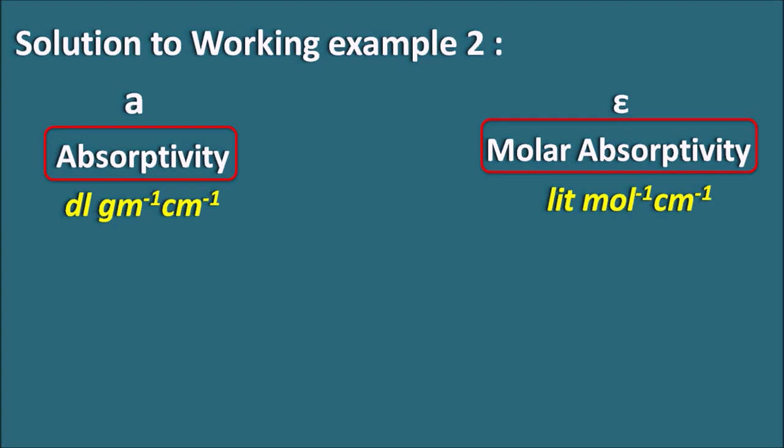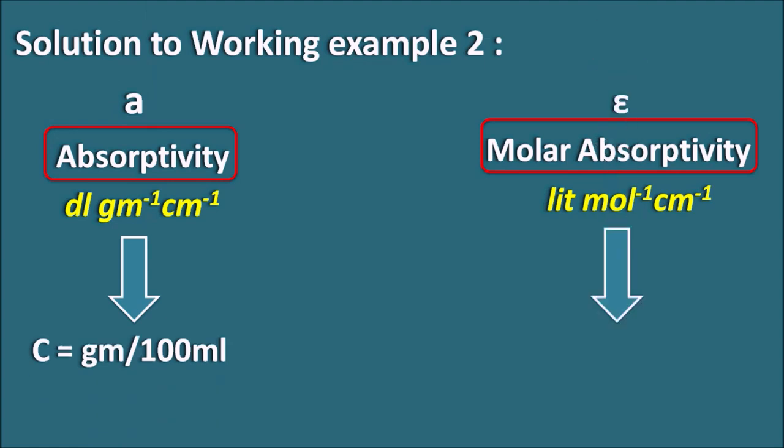So here the absorptivity having the units deciliter gram inverse centimeter inverse indicates that the concentration is measured in grams per 100 ml, whereas molar absorptivity, which is measured in liter mole inverse centimeter inverse, indicates that the concentration is expressed in moles per liter.